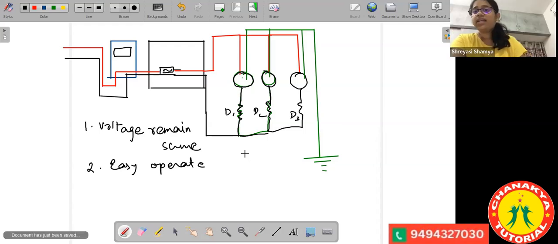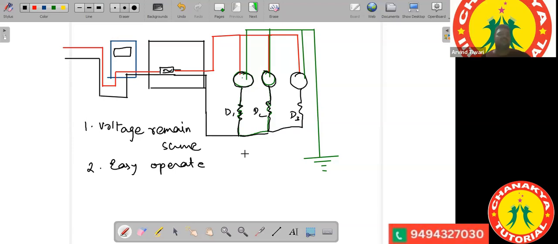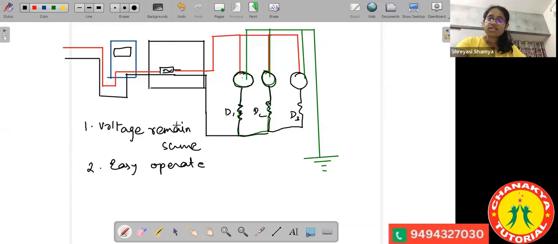Sir, what exactly do you mean by easy operation, sir? By easy operation I mean what we saw in the case of series combination. Over there, if you have to run a bulb, you have to switch on all the appliances. Right, sir. Okay, sir. So that is what I mean.